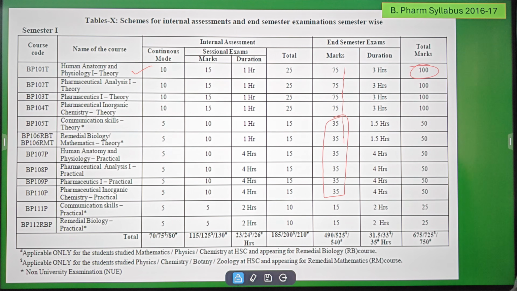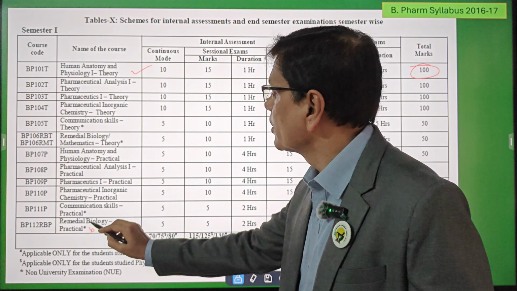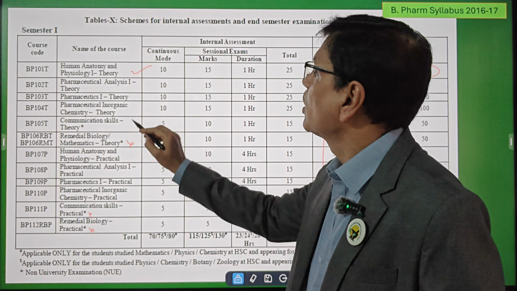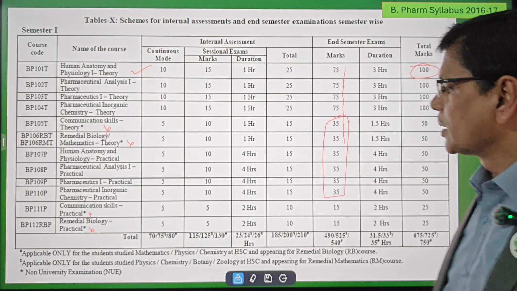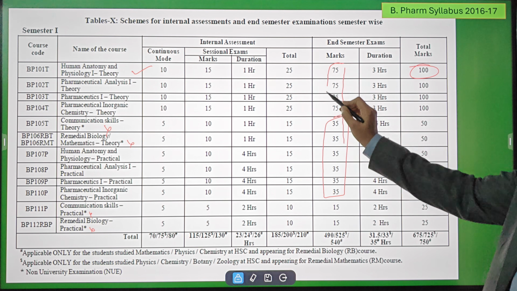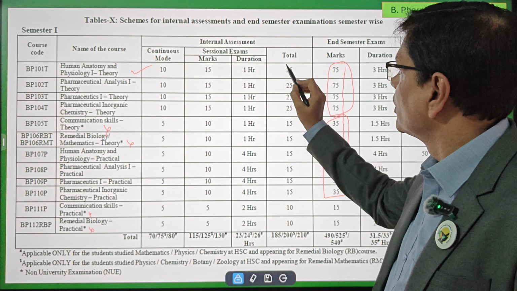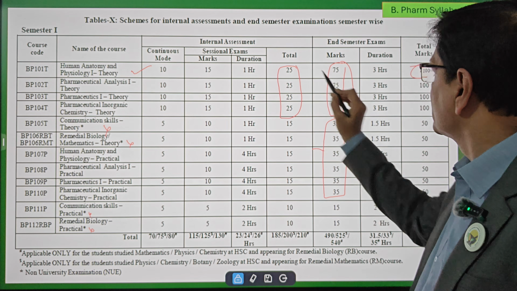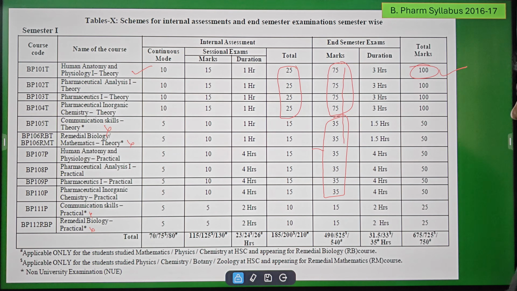These are practicals. So these asterisk marked subjects were non-university examinations. These are all non-university examinations. So end semester is for 75 marks. Internal assessment is for 25 marks. Total it is 100 marks. This is the existing one. No need to explain much.